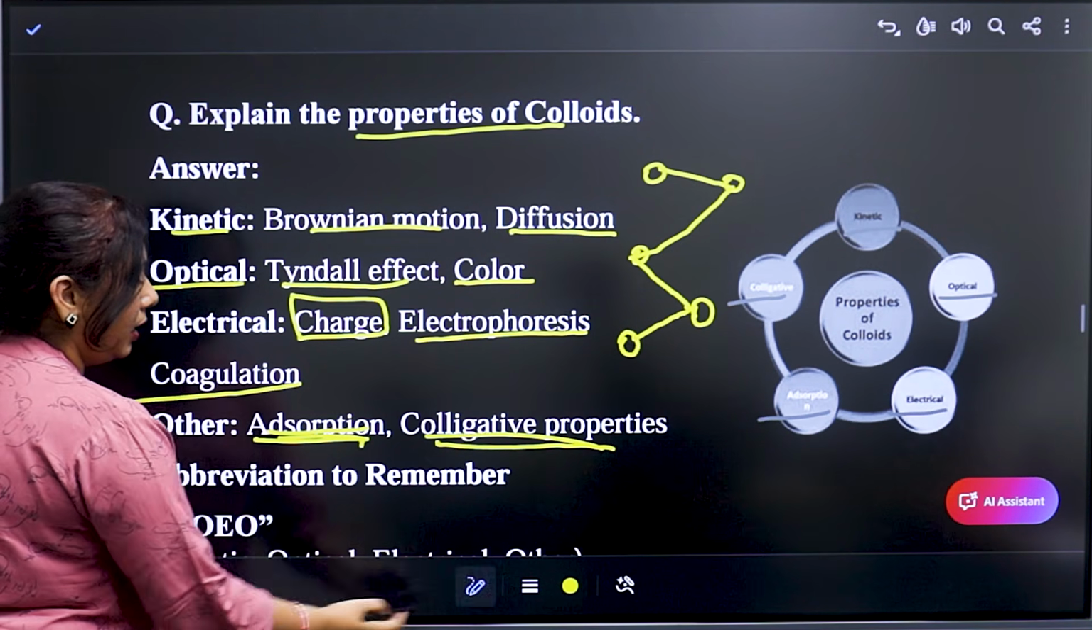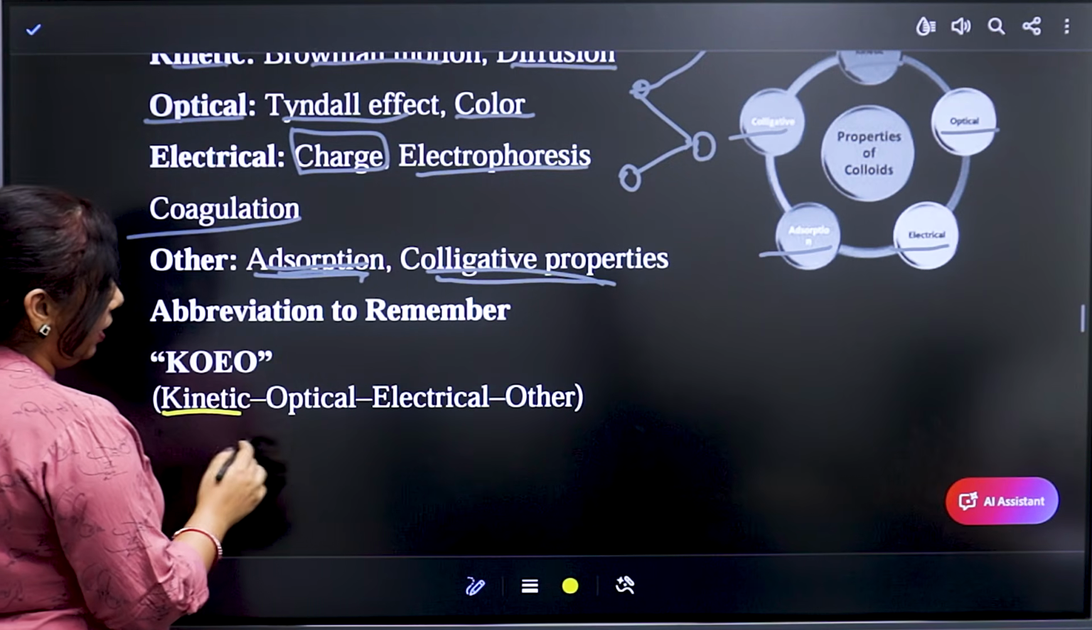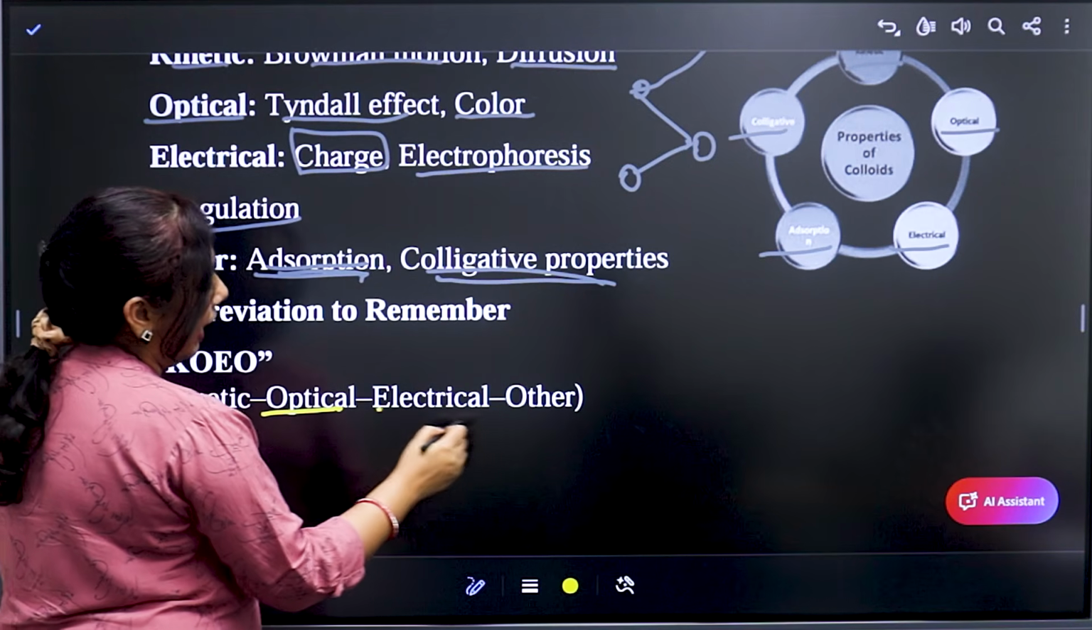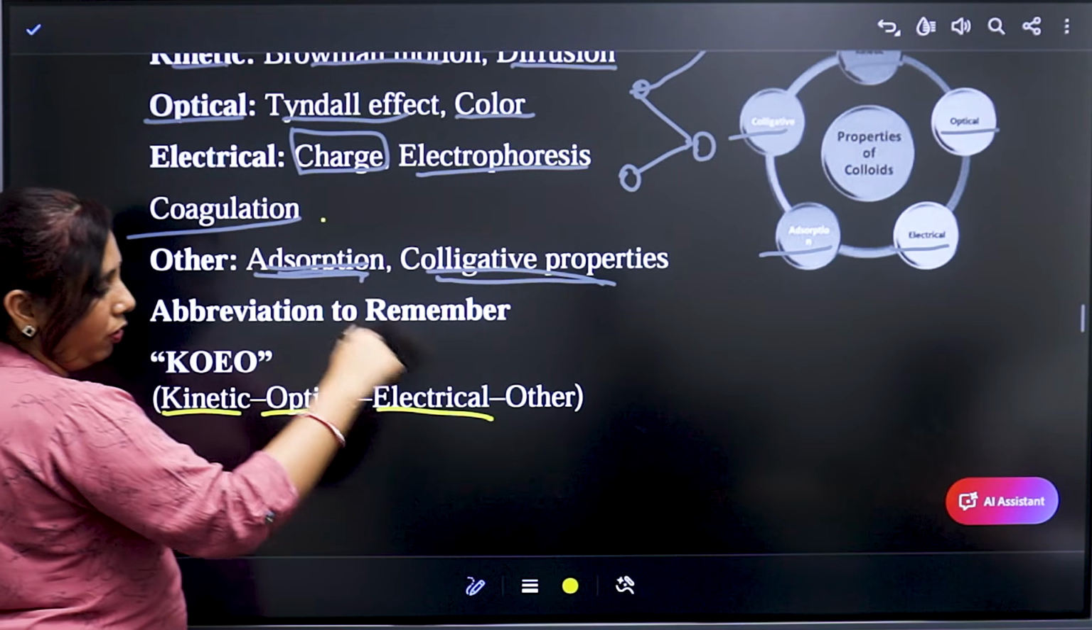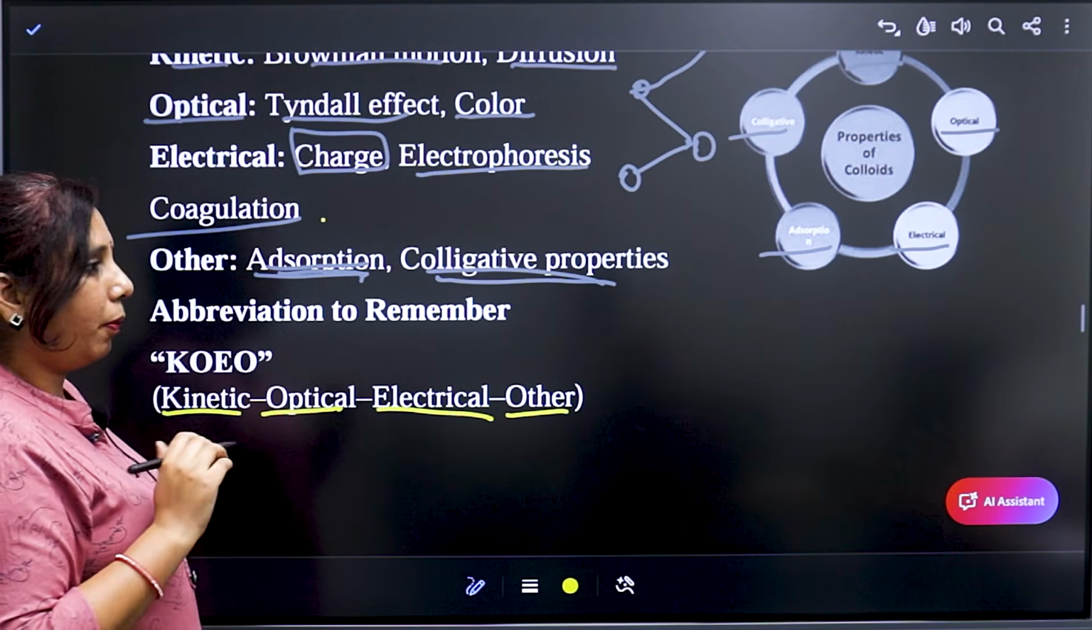So to remember, we have KO, EO. K for kinetic properties, O for optical properties, Tyndall effect and color, E for electrical property, charge and electrophoresis. Then other properties we have adsorption and colligative properties.